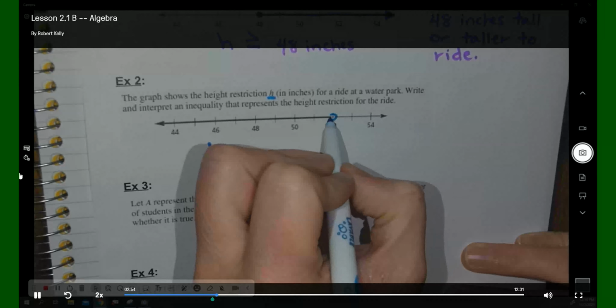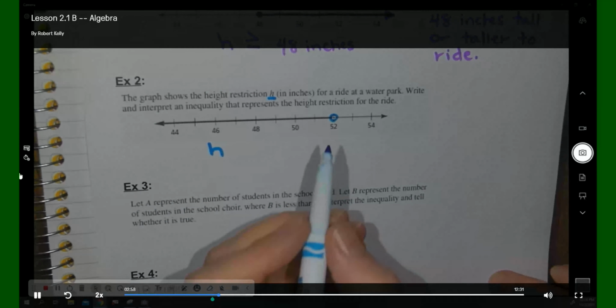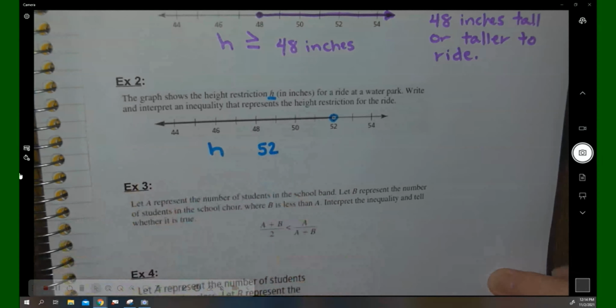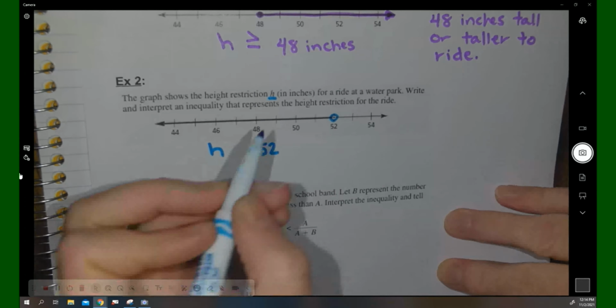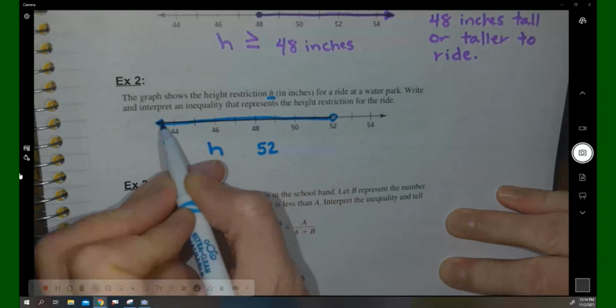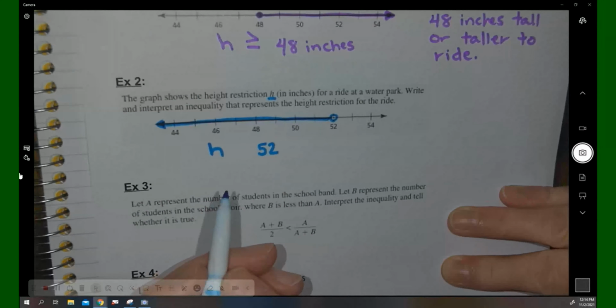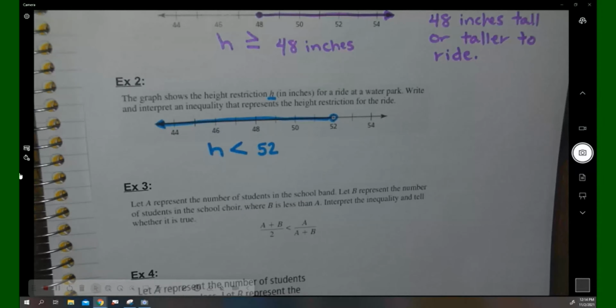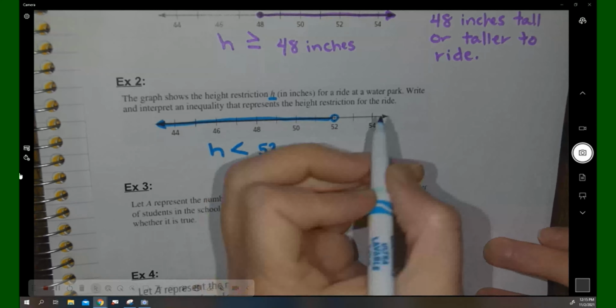I'm noticing that the circle is open on my graph, and it's open at 52. So 52 is not a solution to this inequality because that circle is open. It's not including 52. And then I look at my line. This one happens to be traveling to the left, which is all the numbers smaller than 52. So we know that h has to be smaller than 52 inches. So if I'm 52 inches, this time I'm too big for the ride. I have to be less than 52 inches in order to ride this ride.